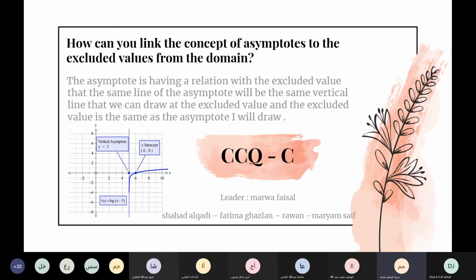Please choose Marwa to explain. How can we link the concept of asymptotes to the excluded value from the domain? First, the asymptote is having excluded value. The asymptote has a relationship with the excluded value: the same vertical line of the asymptote is the line that we can draw at the excluded value. We will draw it. And the excluded value, the same as here, is x equals 5. This is the excluded value.